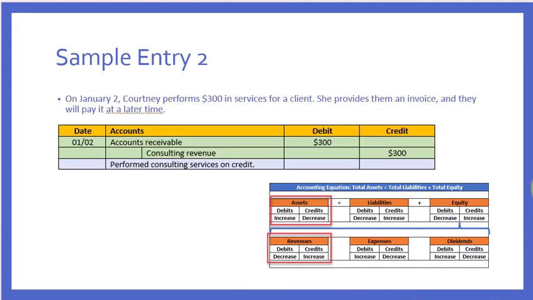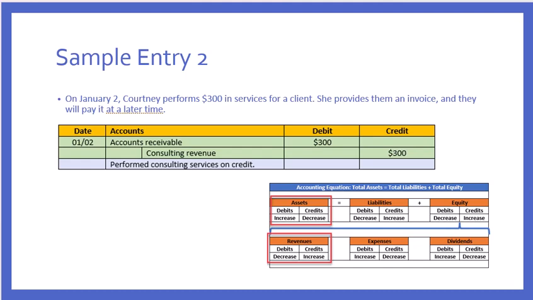On January 2nd, Courtney performs $300 in services for a client. She provides them an invoice and they will pay it at a later time, okay? Anytime we are providing a customer with a good or service and we are allowing them to pay at a later time, that's a red flag to you that we are looking at an accounts receivable, okay? The customer's going to owe us that money, okay? But remember, we recognize revenue when we earn it.